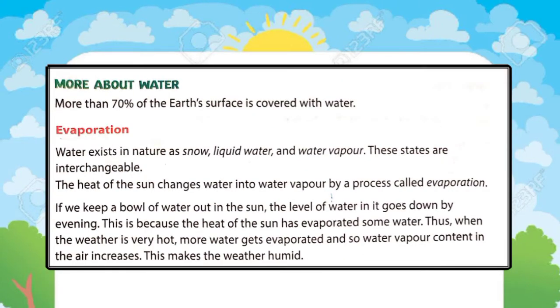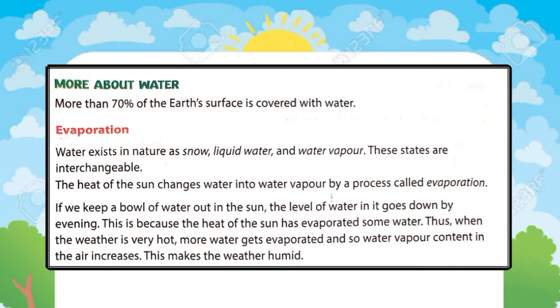As you know, more than 70% of the earth's surface is covered with water, and water exists in nature as snow, liquid water and water vapor, and these states are interchangeable. Let's understand what evaporation is. The heat of the sun changes water into water vapor by a process which is called evaporation.